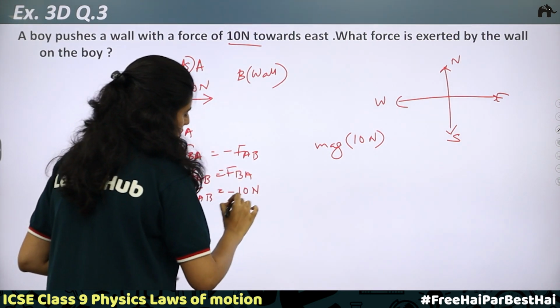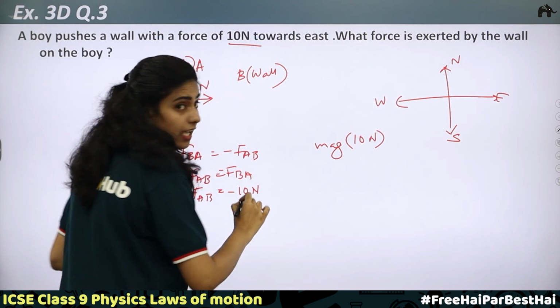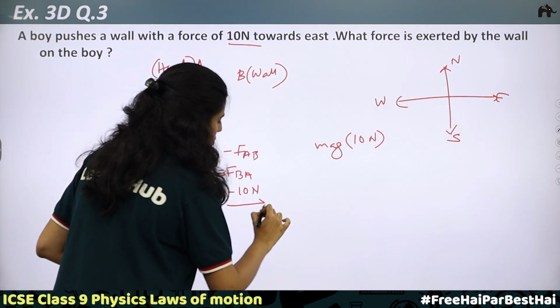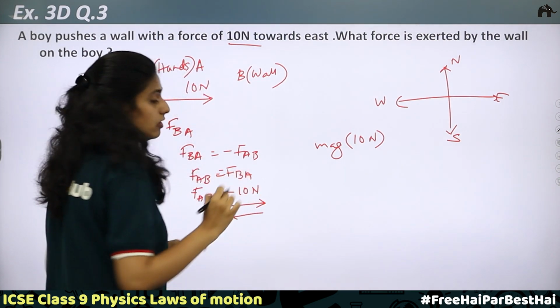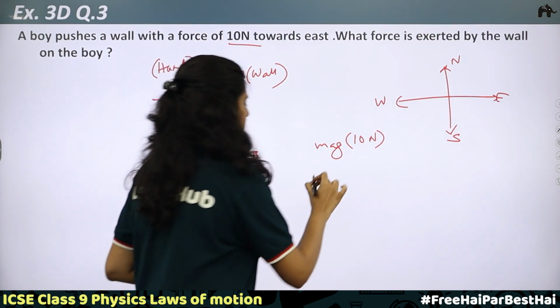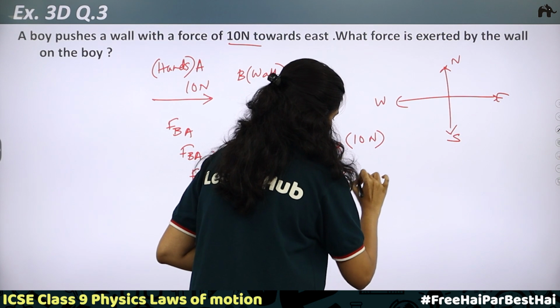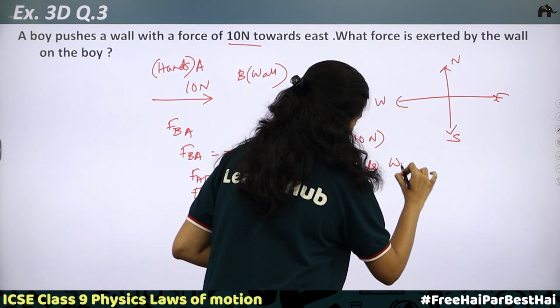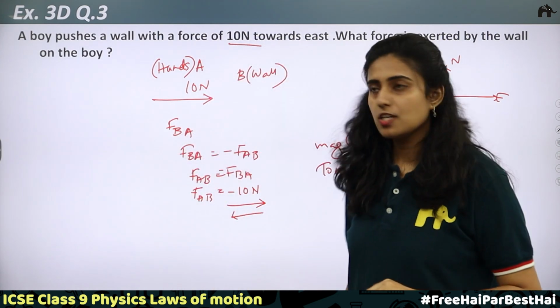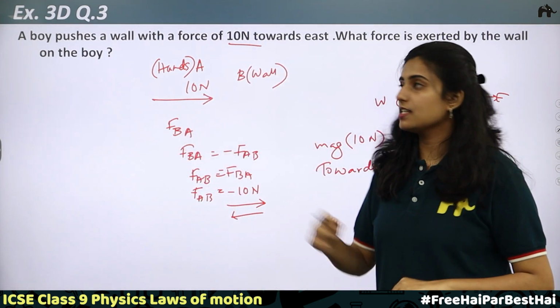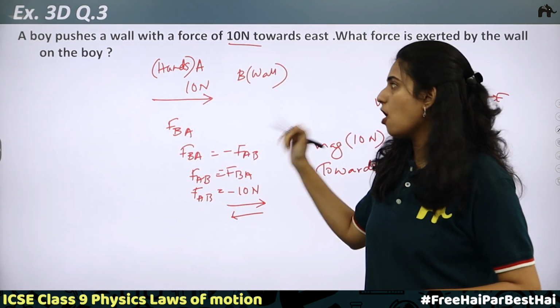If the force FBA is towards east, here you can see a negative sign, so FAB will be towards west. Understood? So 10 Newton towards west is the force applied by the wall on the boy.